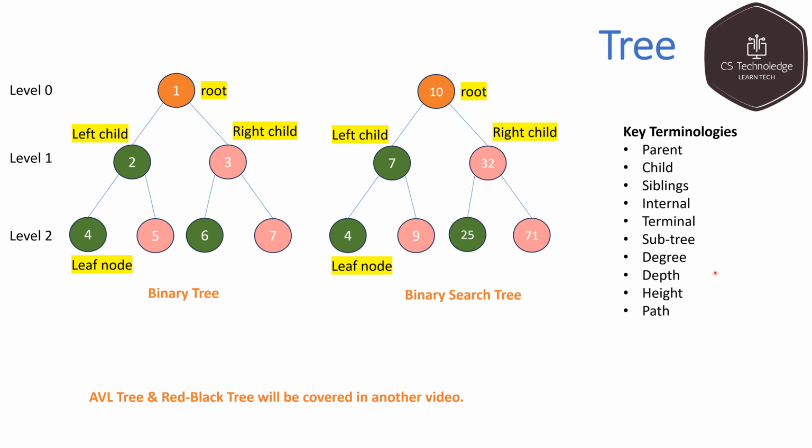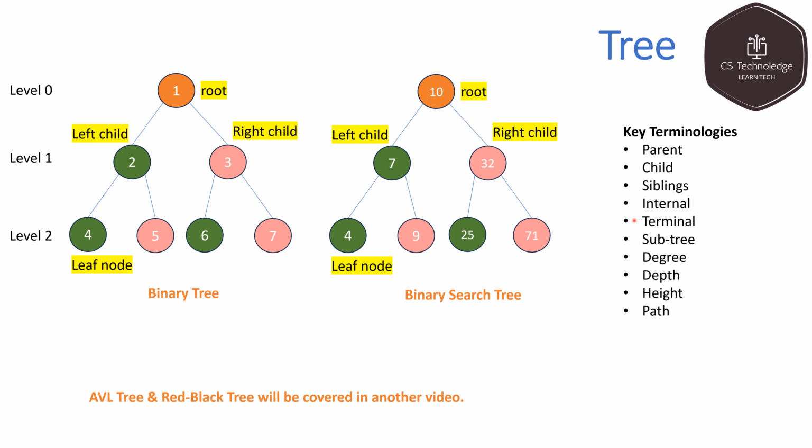Now coming to the degree. What is the degree? The degree of a node is the number of children of that particular node. For example, the degree of 10 here is 2, which is the number of immediate children, which are 7 and 32, right? So if I add another node here directly connected to 10, then the degree will be 3: 1, 2 and 3.